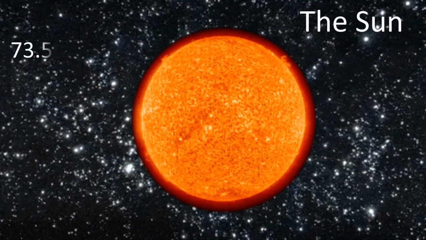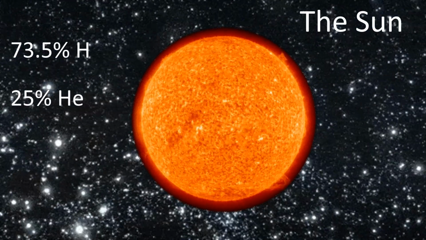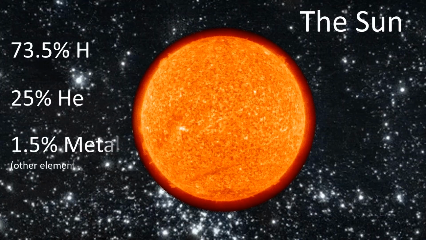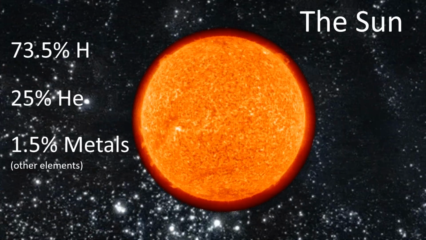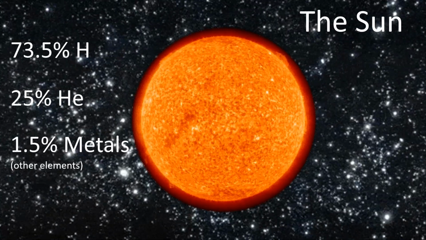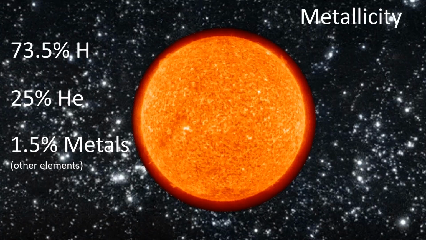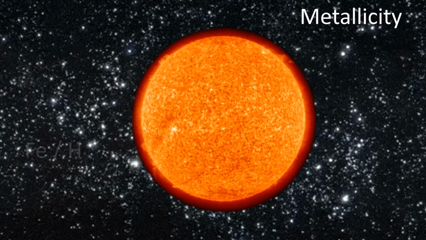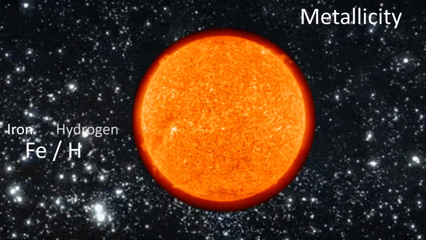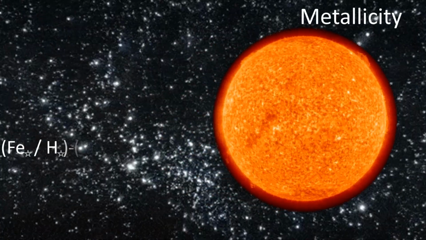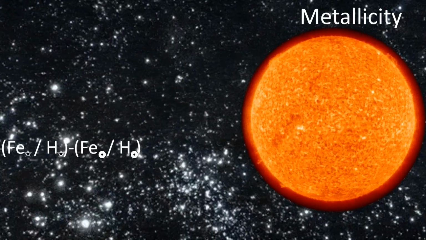Stars consist of mainly hydrogen and helium. For example, the Sun consists of around 73.5% hydrogen, 25% helium, and 1.5% metals. Note that, in astronomy, metals are any elements other than hydrogen or helium. The concentration of metals in a star is known as metallicity. A common measurement of stellar metallicity is the concentration of iron divided by the concentration of hydrogen. After that, the concentration of iron over the concentration of hydrogen in the Sun is subtracted from this value.